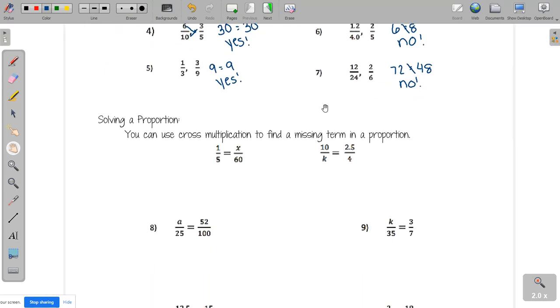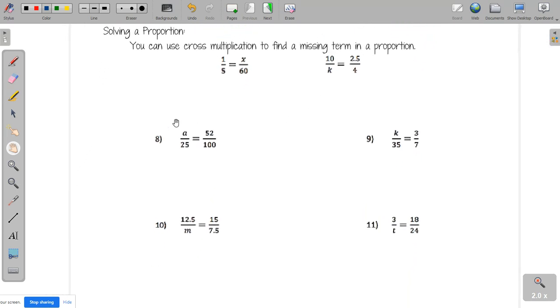Now let's look at solving proportions. To solve proportions, we are going to cross multiply. So 1 times 60 gives us 60. That's going to equal x times 5, which is 5x. Now we have a problem we have to solve. So we have to divide both sides by 5, cancels out, and gives us x equal to 60 divided by 5, which is 12. So the missing term, which is 12 for x, would make this problem proportional.